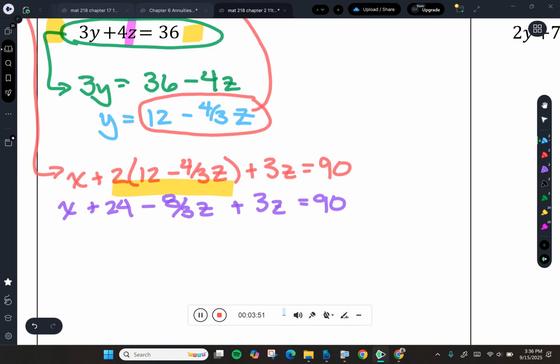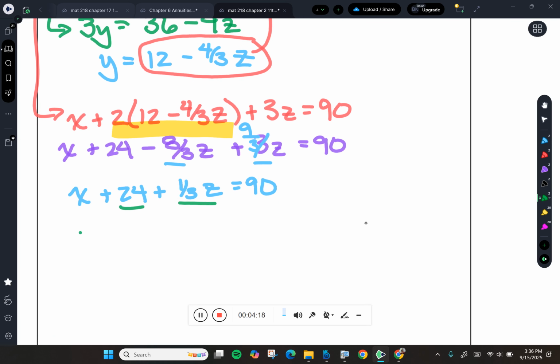Now I'll gather up some like terms. I've got like terms here and here. And so I'm going to have x plus 24. Remember, 3 can be thought of as 9/3. So negative 8/3 plus 9/3 will give me a positive 1/3 z is equal to 90. Now I'll move both the 24 and the 1/3 z to the right-hand side, and that gives me that x is equal to negative 1/3 z. 90 less 24 will be what, 66? Plus 66.